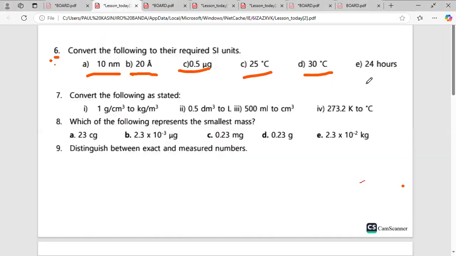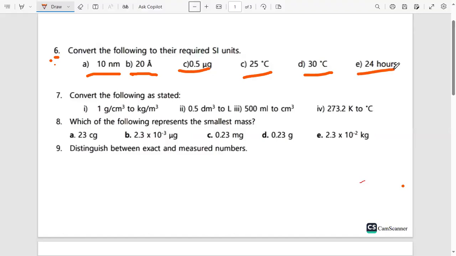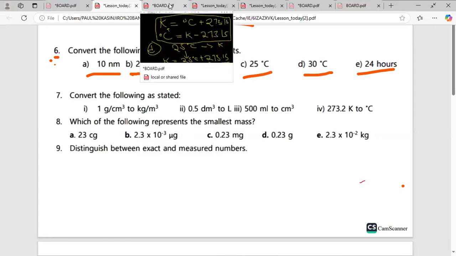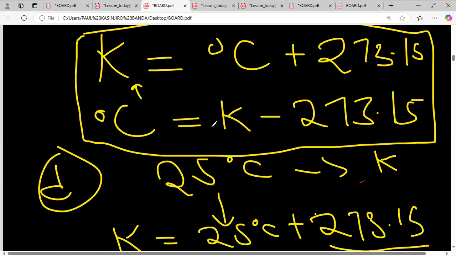Okay, so now let's convert the time. I've been given 24 hours, and we're asked to convert to its SI unit. The SI unit for time is just the seconds. So we have to convert that 24 hours to seconds. It's very simple, just step by step. Or if you want, you can even go direct if you know the conversion factor.